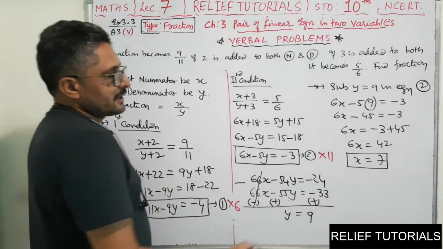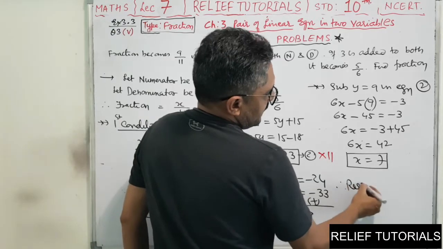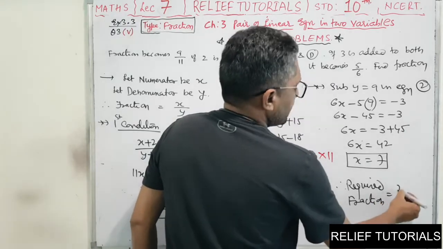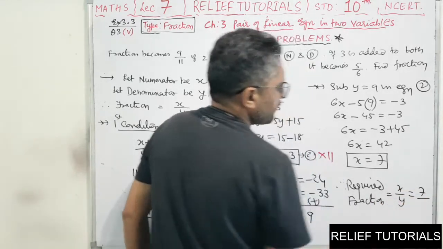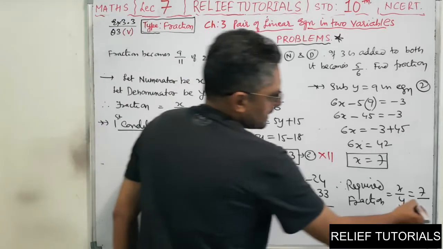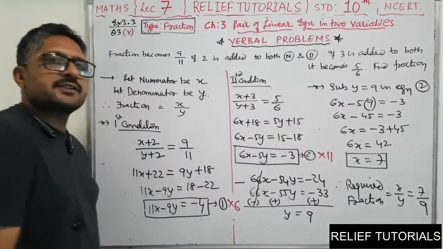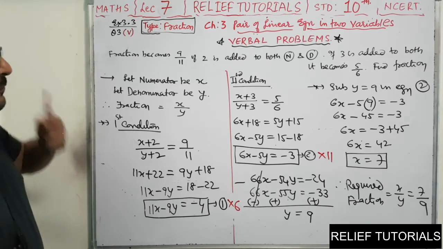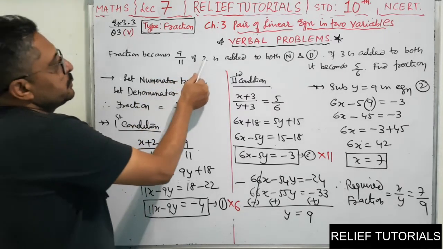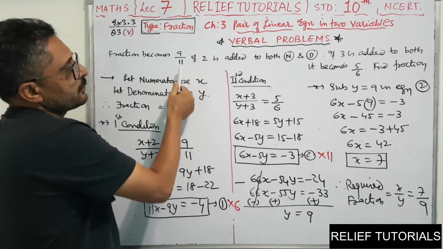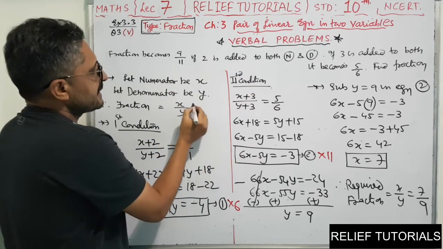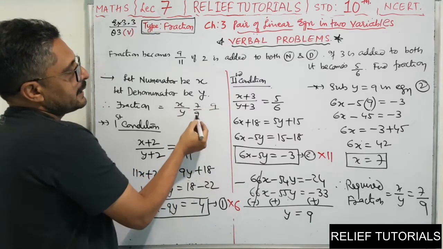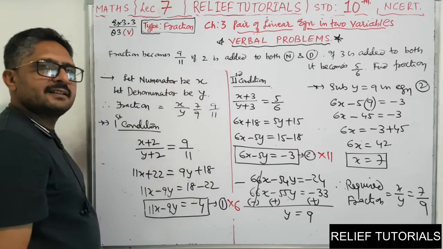So we got x and y. Therefore the required fraction is equal to x upon y. So that is equal to 7 upon y. y is how much here? 9. So 7 upon 9 is our required fraction. Now see, if you want to check the condition, it says if you add 2 to both the numerator and denominator, that is x and y. So fraction x and y is here 7 upon 9. x is 7, y is 9. Now if you add 2, 7 plus 2, 9. 9 plus 2, 11. So it becomes 9 upon 11. Clear?